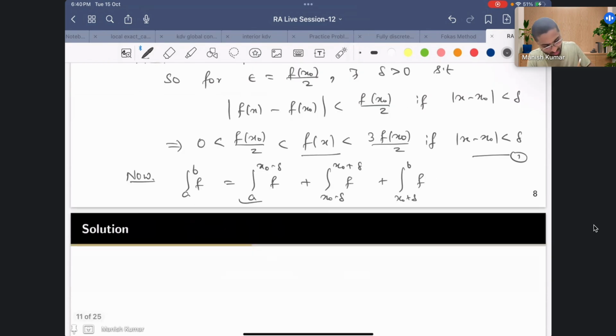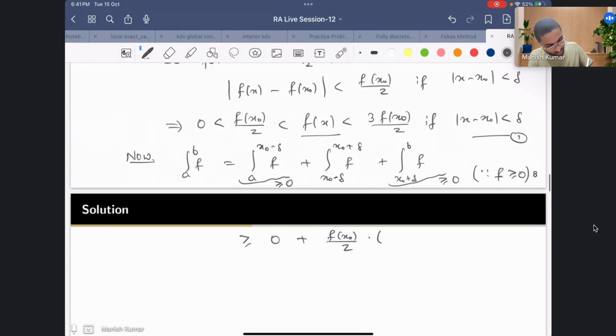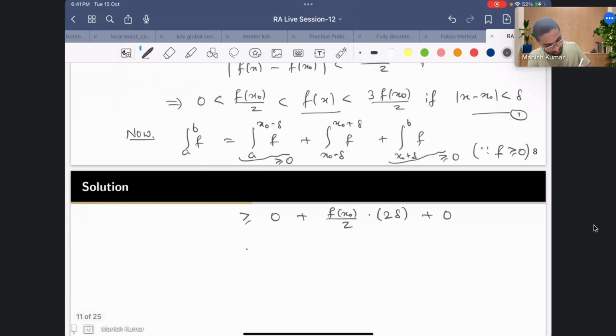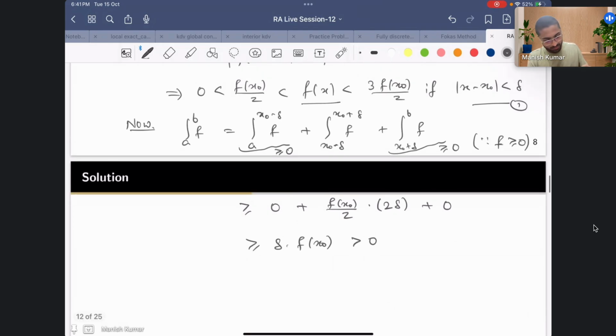Now this is greater than or equal to 0. This also is greater than or equal to 0 since f is greater than or equal to 0. Plus over here we have a bound that this is greater than f of x naught by 2, and the length of this interval is 2 delta. So this is greater than or equal to delta times f of x naught, which is strictly positive. So what you have got is that this integral is strictly greater than 0.